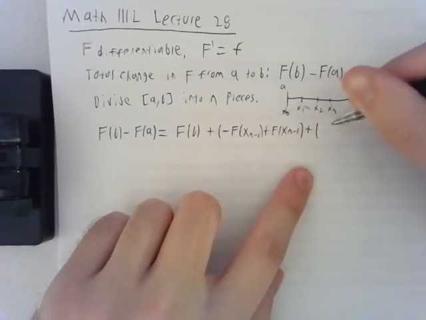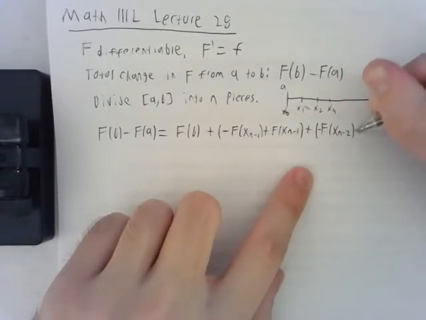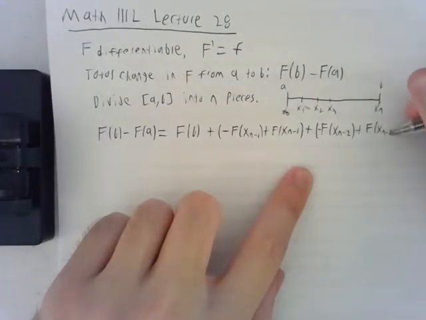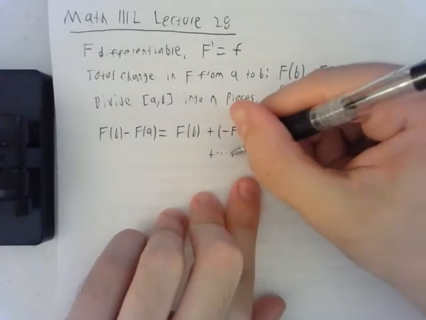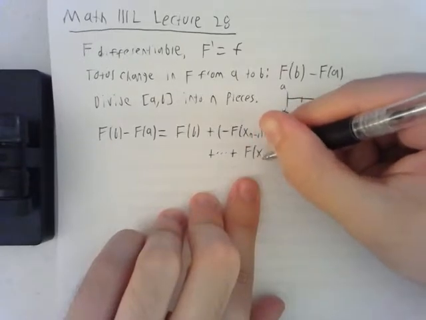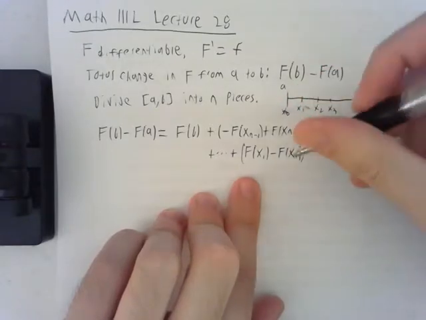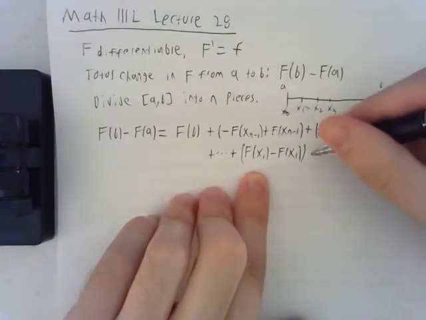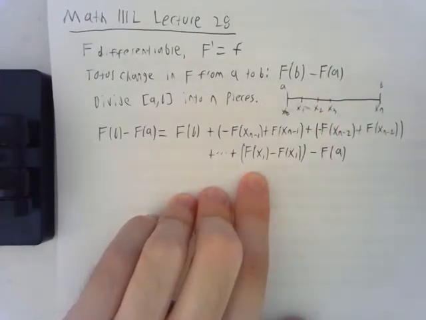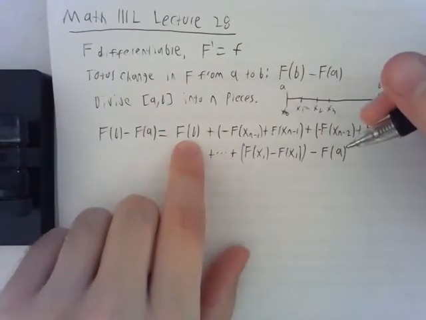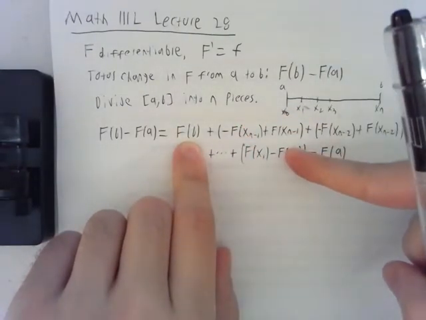Then I'm going to add more terms like that. Again, this is the same as adding 0, so it doesn't really affect anything. I'm going to keep adding terms, F of x1 minus F of x1. I guess I wanted it the other order, but it won't really matter all that much. Then finally, I have minus F of a, which is the same as F of x0. So I have F of xn minus F of x0, and then a bunch of stuff in between that all just cancels out to 0.